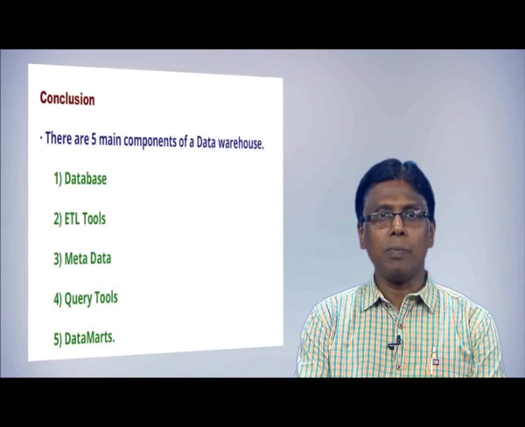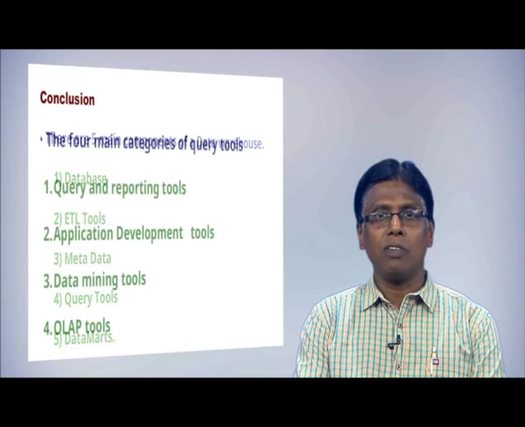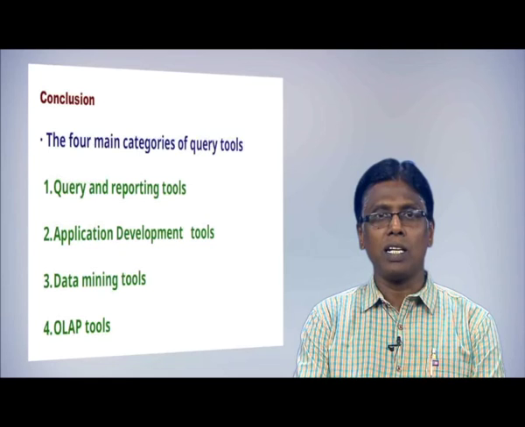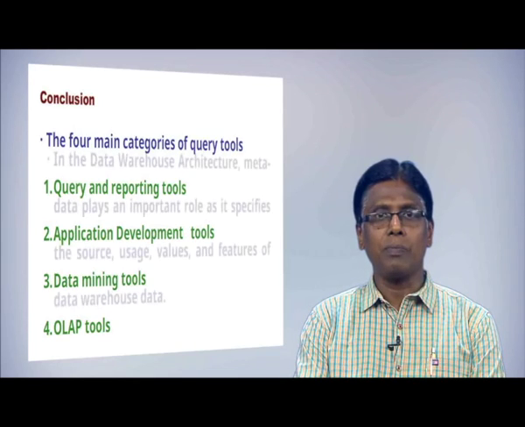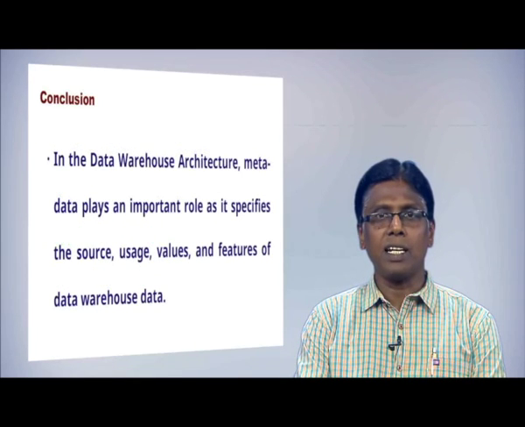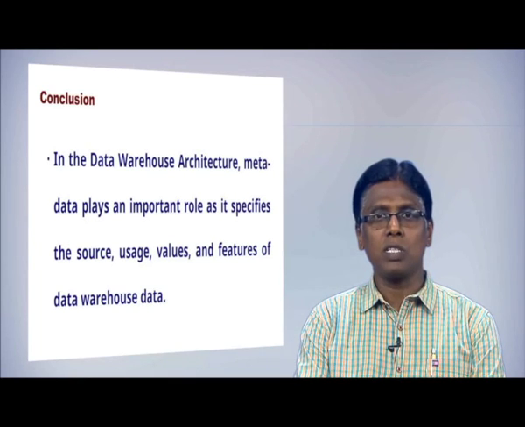There are 5 main components of a data warehouse. Number 1, database. Number 2, ETL tools. Number 3, metadata. Number 4, query tools. And number 5, data marts. The 4 main categories of query tools are query and reporting tools, application development tools, data mining tools, OLAP tools. In the data warehouse architecture, metadata plays an important role as it specifies the source, usage, values and features of the data warehouse data. Thank you.